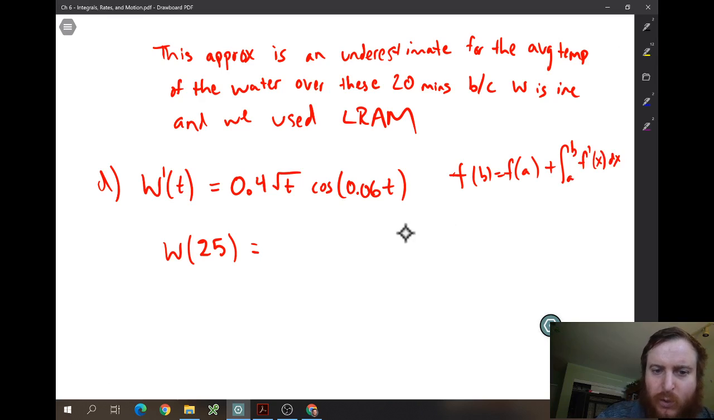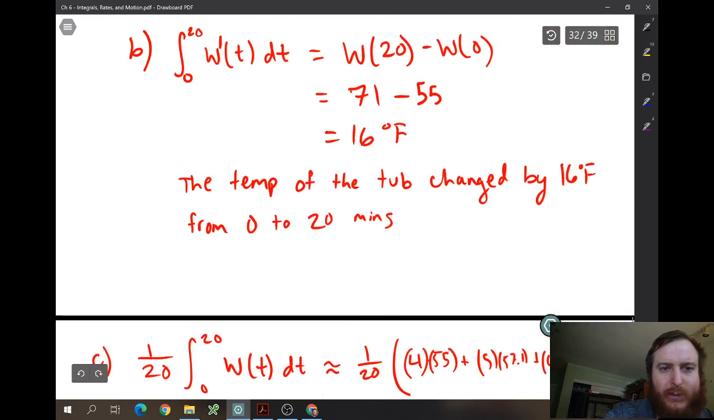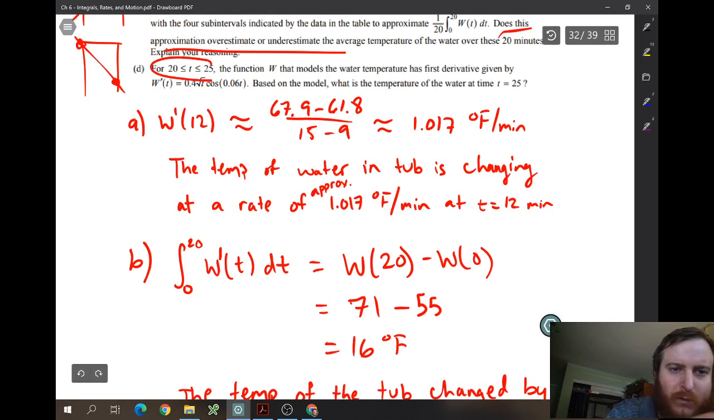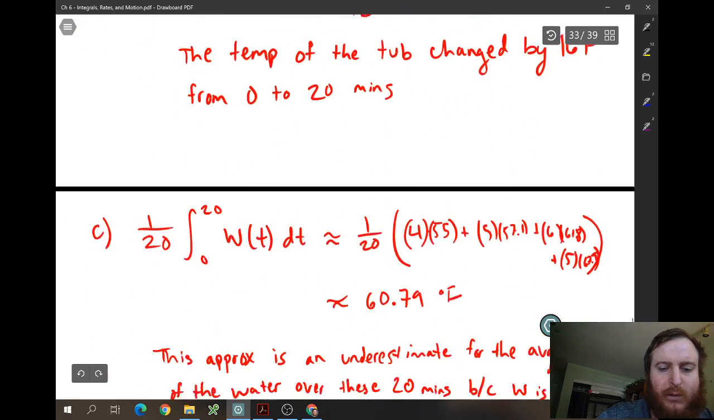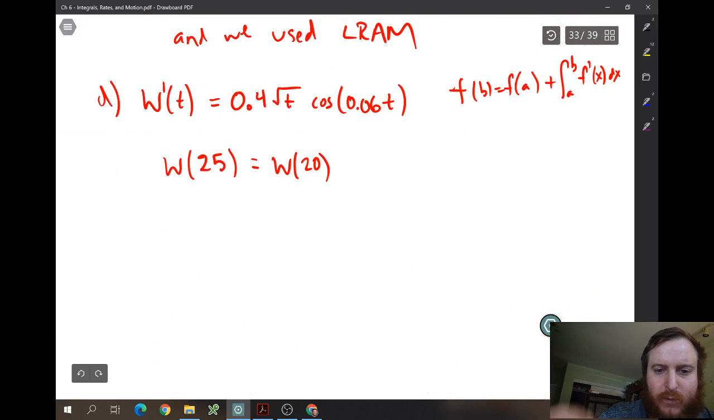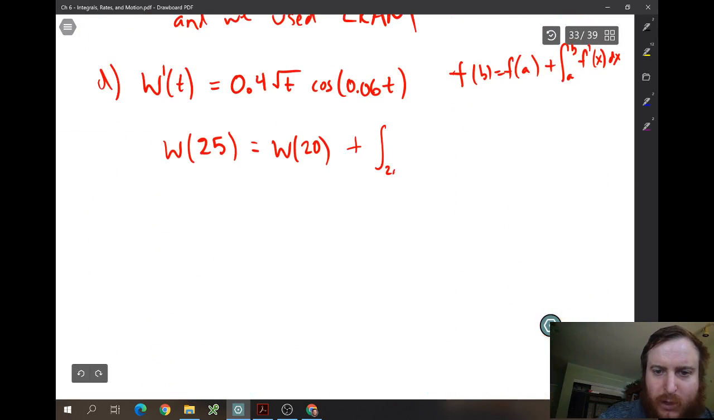So we're using W of 25, but we're not going to do W of 0. We need to do W of 20, because that's when this starts. It only works for 20 to 25. So W of 20 plus the integral from 20 to 25 of W prime of t dt.